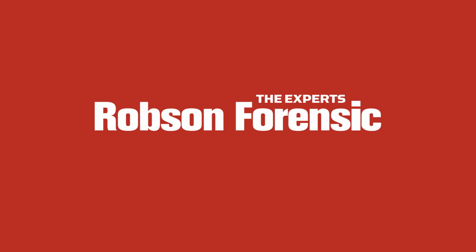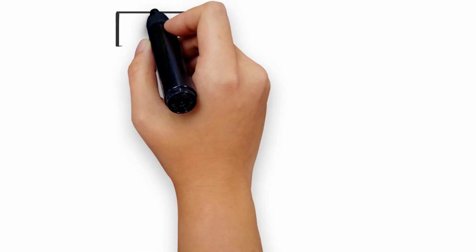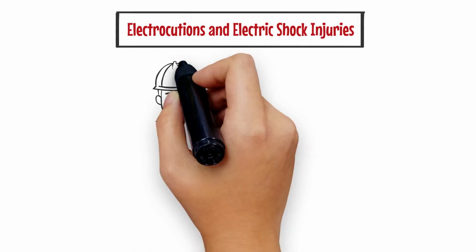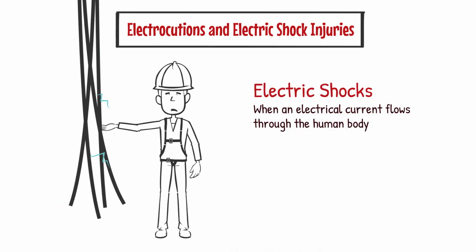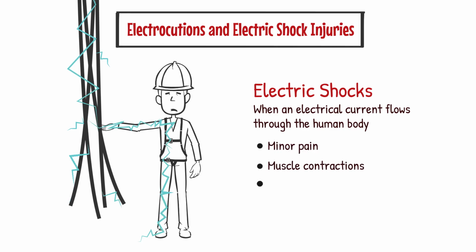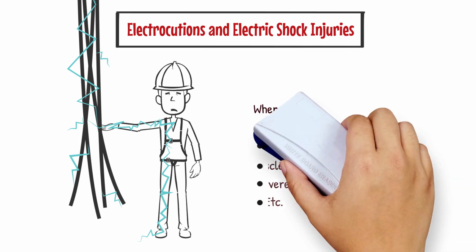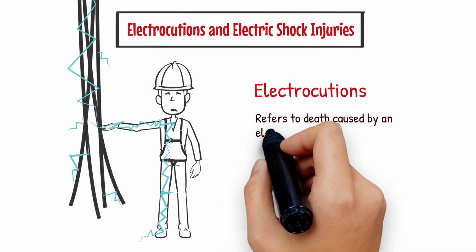The engineers at Robson Forensic frequently investigate incidents involving electrocutions and electrical shock injuries. An electric shock occurs when an electrical current flows through the human body. This can cause effects ranging from minor pain and muscle contractions to severe burns, cardiac arrest, or even death. It's important to note that electrocution specifically refers to death caused by an electric shock.